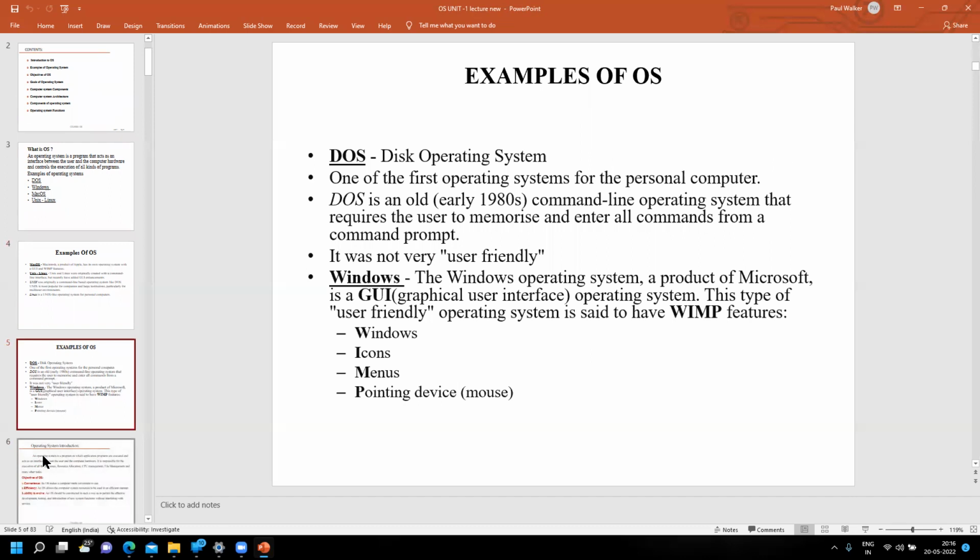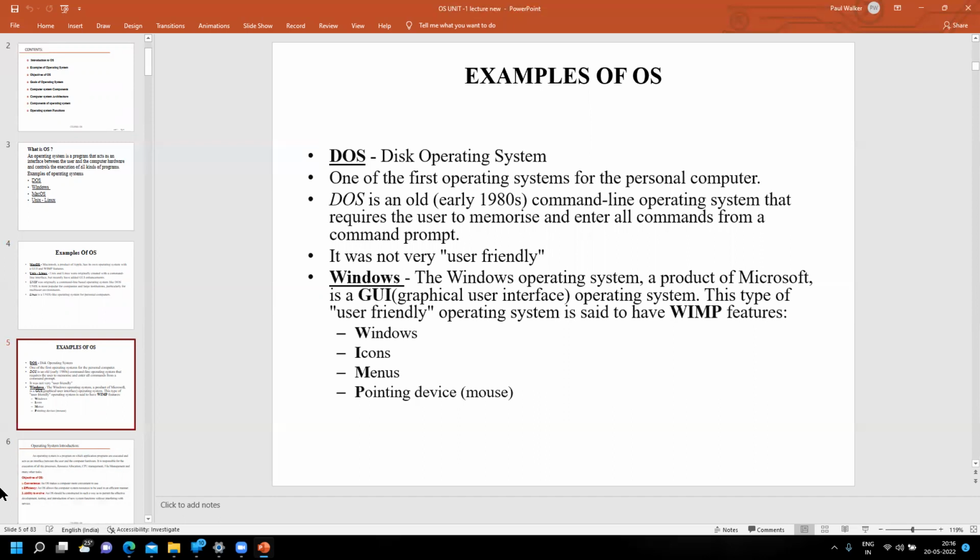DOS is a disk operating system. It was one of the first operating systems of the personal computer, founded in the 1980s. The disadvantage of DOS is that every time the user has to memorize the command line functions in the command prompt. It was not user-friendly. Due to this, it has been degraded.